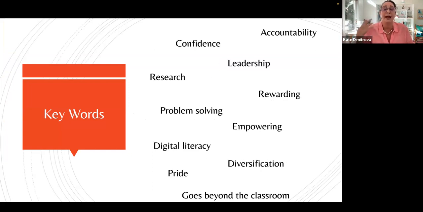So when I gathered those together, I came up with this list of keywords. This is an assignment that has accountability, it builds confidence, leadership skills, research skills, it's rewarding, there's problem solving involved, it's empowering, there's digital literacy skills involved, diversification of voices on Wikipedia as editors, students have pride in their work, and it goes beyond the classroom. So that is my quick and dirty answer for the question, Helaine, because I can't emphasize how rewarding the project is for really all involved.